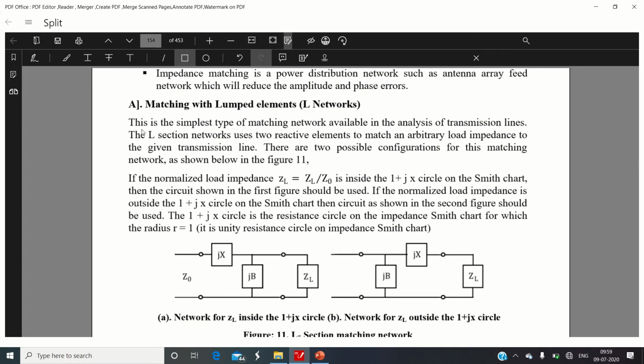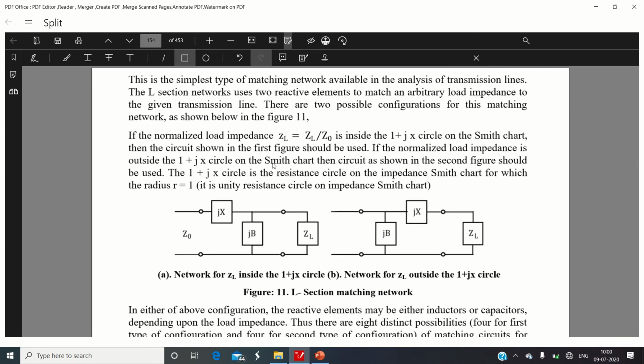Lumped element matching is the simplest type of impedance matching network available for the analysis of transmission lines. Here the lumped element matching circuits are in the form of the capital English letter L, so they are sometimes also known as L section networks. This L section network contains two reactive elements which are used to match an arbitrary given load impedance to the characteristic impedance of the transmission line.